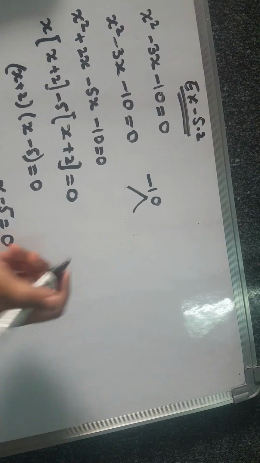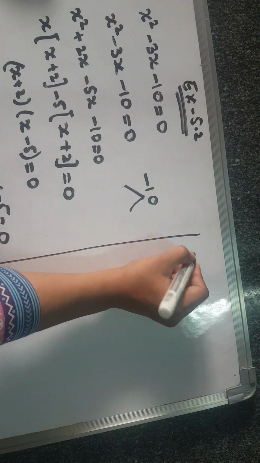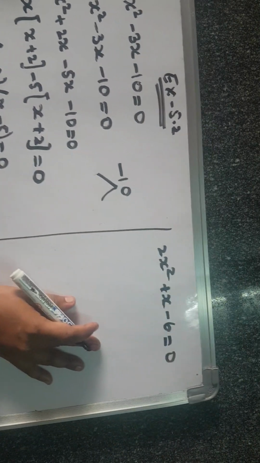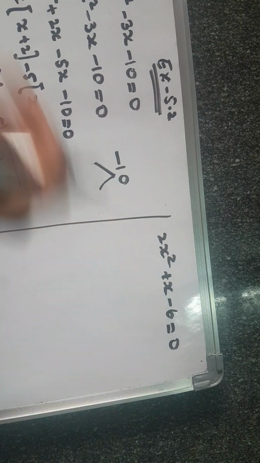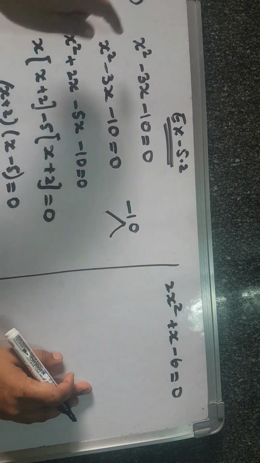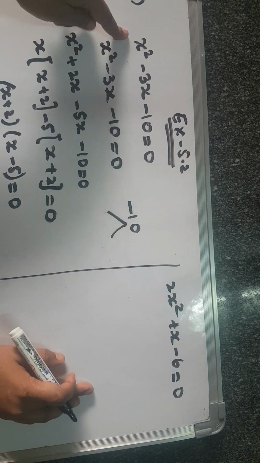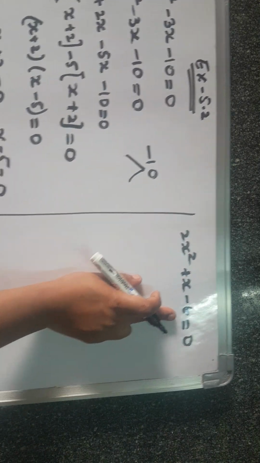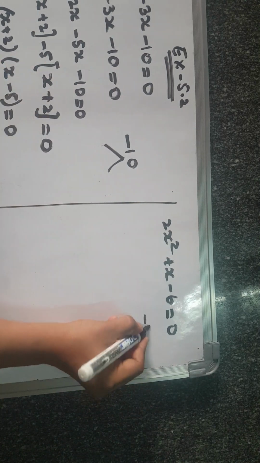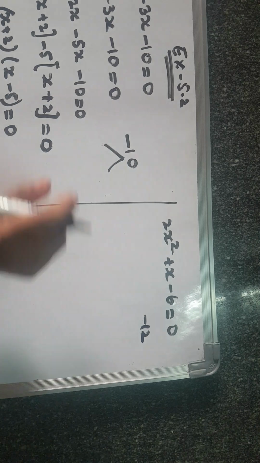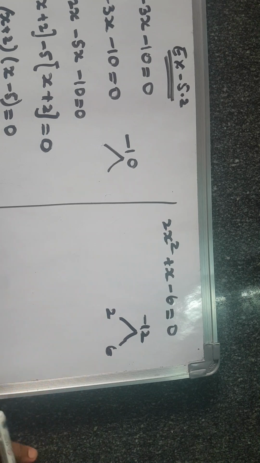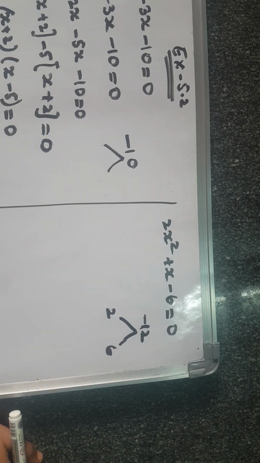Now let us continue with another question. 2x square plus x minus 6 equals to 0. This is another type of equation. In this equation you have a coefficient on both terms. In the previous one you have 1 here, so I didn't multiply anything. In this you have 2 here, so you have to multiply minus 6 into 2 so that you get the value. So this is minus 12. Take 2 values so that you can get 2, 6 plus 2 gets the value 8, and 6 minus 2 gets the value 4.